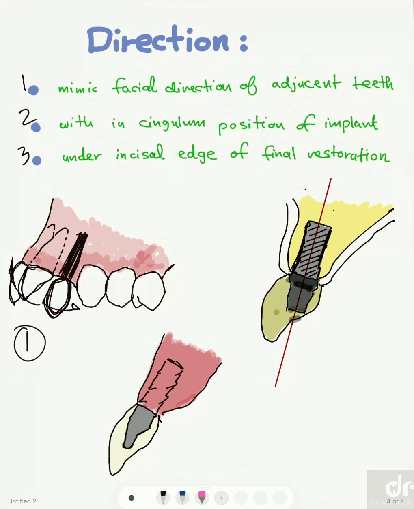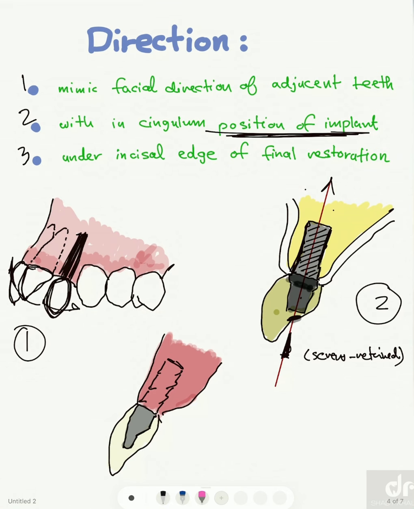Regarding number two, through the cingulum position of the implant. If we look at picture number two, you see the implant direction. The implant, the abutment, and the hole for the screw are in the same direction. So it means it's screw retained. We fix that by screw. There is cement retained and screw retained.